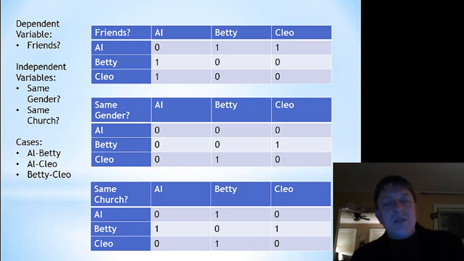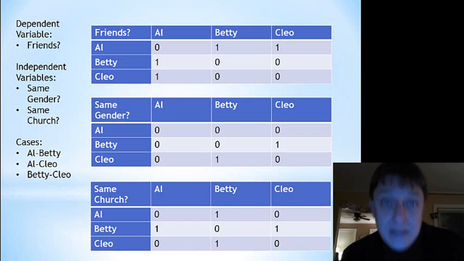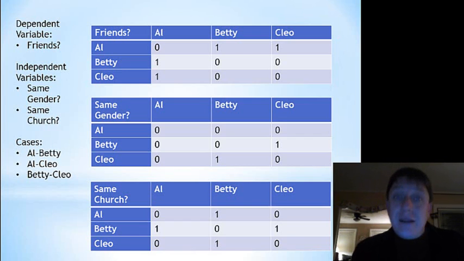Those are same gender and same church, independent variables that we might use to predict whether Al, Betty, and Cleo are friends. The friends is the dependent variable. It's the variable that we want to explain. And there is variation here. Not all of them are friends, and some of them are.